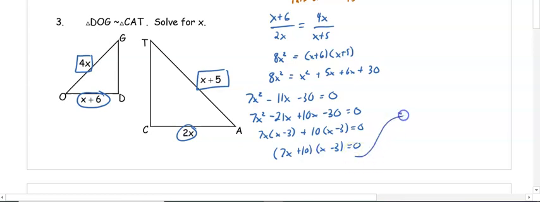In order to get x, we know that 7x plus 10 equals 0. 7x equals negative 10. x equals negative 10 sevenths. And x equals 3. In this case, our negative 10 sevenths wouldn't stay because we would have negative side lengths.